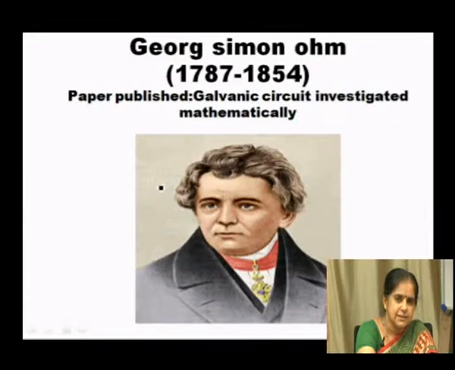Okay, you look at this slide. This is the person, a great German physicist. He is the person who gave one of the important laws of electricity, and that law is known as Ohm's law. He did a lot of experiments on voltage, current, electrical energy, as well as resistance. In 1827, he published a paper named Galvanic Circuit Investigated Mathematically. At the initial stage, his work was criticized, but later it was renowned, and he was considered one of the great physicists, and he became a professor at Munich University also. And this fellow, George Simon Ohm, a German physicist, gave his experimental results in the form of a law called Ohm's law.